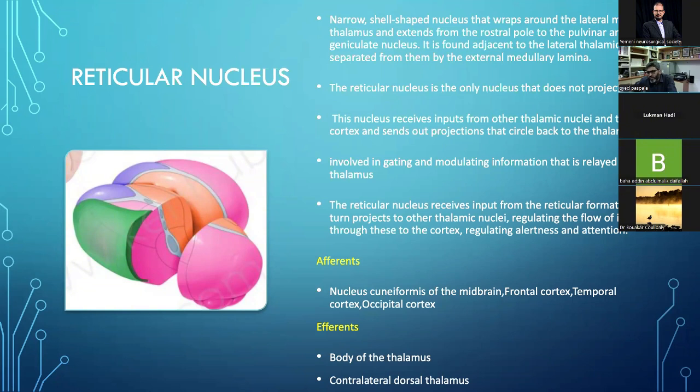It mainly regulates alertness and attention, and it receives afferents from the nucleus cuneiformis of the midbrain, frontal cortex, and the temporal cortex, and the occipital cortex. Efferents from the reticular nucleus will be mainly to the body of the thalamus and then the contralateral dorsal thalamus.